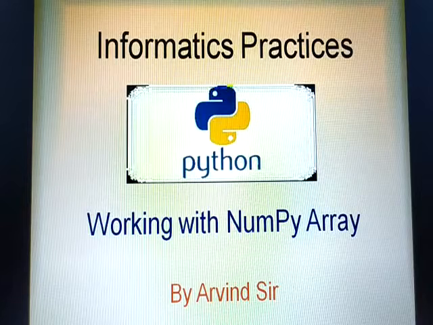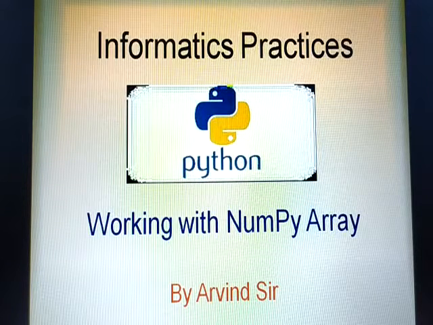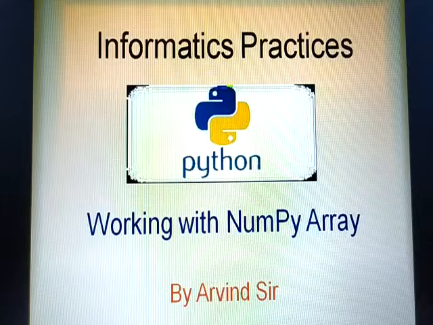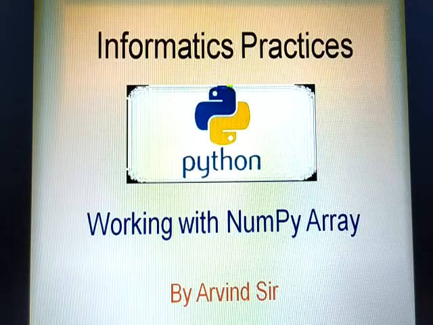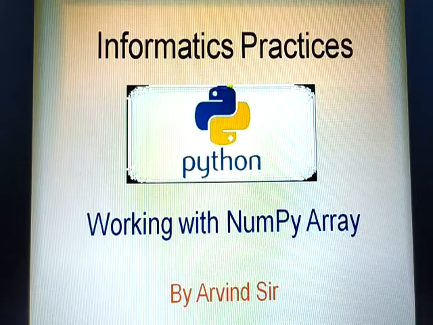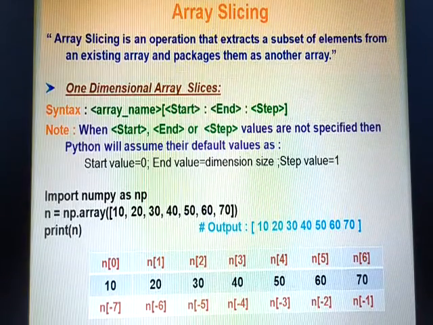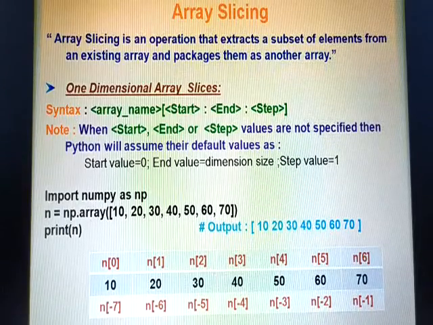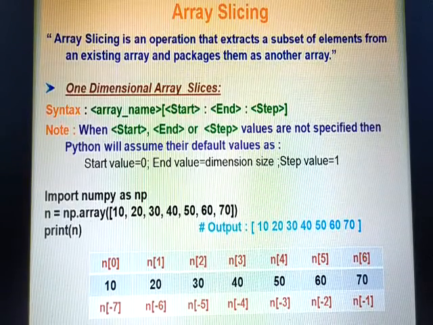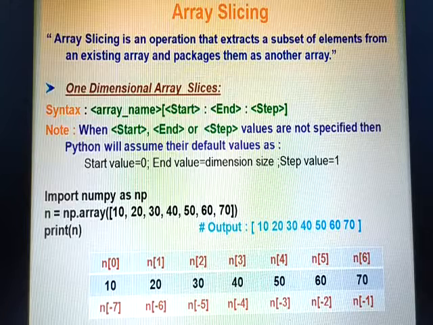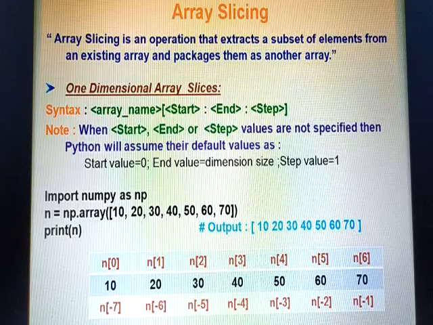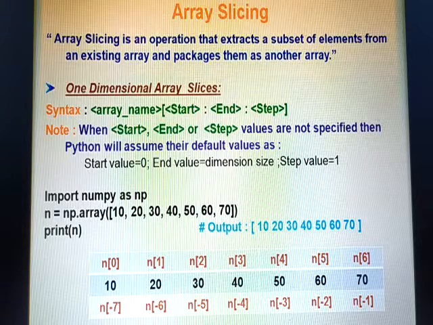Today we will discuss array slicing operation. First of all, what is array slicing? Basically, array slicing is an operation that extracts a subset of elements from an existing array and packages them as another array.